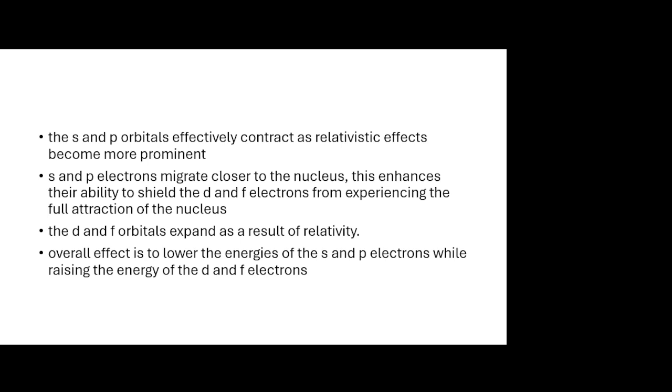So what happens here, the overall effect of this, is that it's going to lower the energies of your S and P electrons while raising the energies of your D and F electrons. This is one of the reasons why we get further and further out in terms of expressing D and F electrons. So you look down and like the F electrons, they don't show up until all the way down the 6th period. See that?